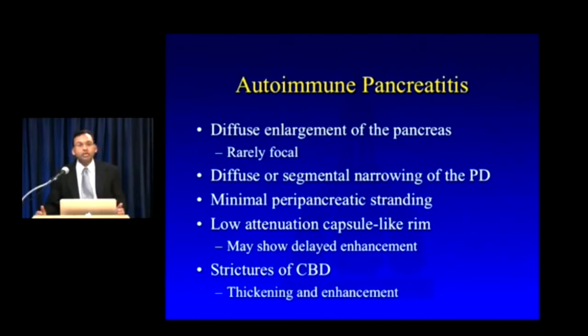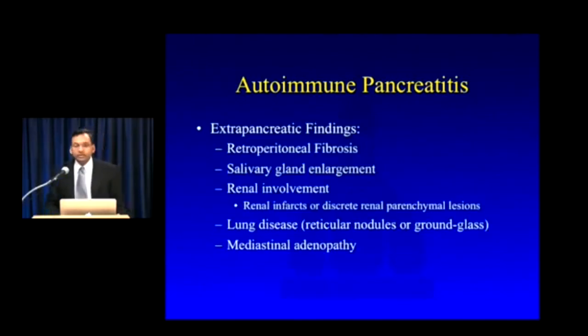Now, the pancreatic duct should typically be small or narrowed, and that narrowing of the pancreatic duct may be diffuse or segmental. Now, autoimmune pancreatitis is fundamentally an autoimmune process and is often related to other forms of autoimmune disease. So look for evidence of strange lesions in the kidneys, salivary gland enlargement, retroperitoneal fibrosis, unusual lung disease, mediastinal adenopathy, and so on and so forth.